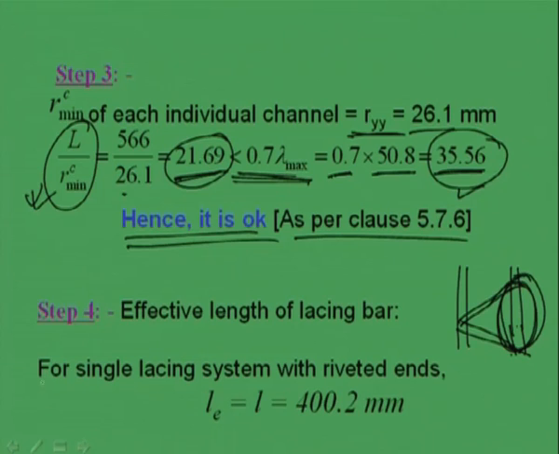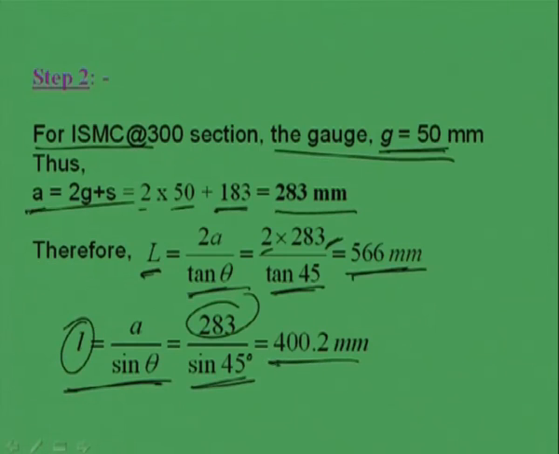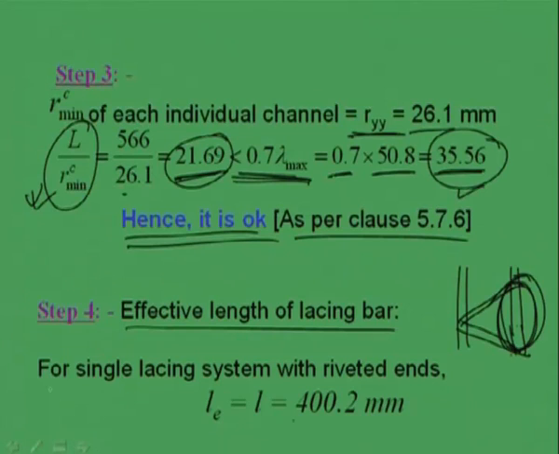Now, what we will see is the effective length of the lacing bar. We know the length of the lacing bar, that is 400.2 millimeter we found. So, for single lacing system with riveted joint we know the effective length LE becomes equal to L. So, the effective length in this case is becoming 400.2 millimeter.